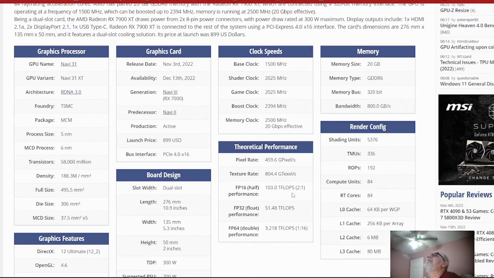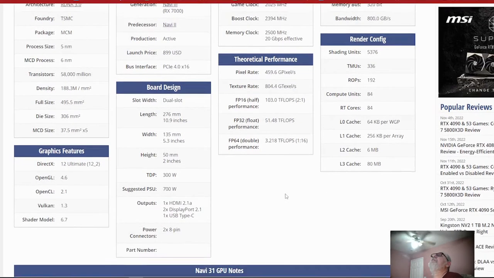Okay? Now, in the T-flops, look at this. The FP16 half performance, 103 T-flops, 2 to 1. That's 2 to 1. Okay? This right here, 3.218 T-flops, 1 to 16. Now this right here, this is what you're going to be looking at. You're going to be looking at the texture rates, you're going to be looking at the pixel rates, because your pixel and texture rates are really going to be the improvement of it all.